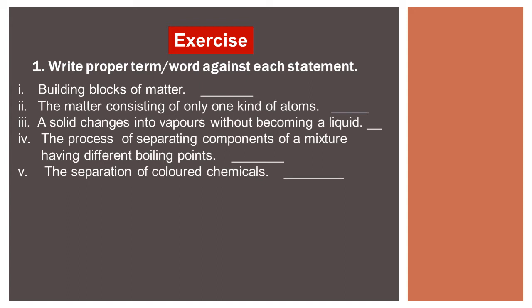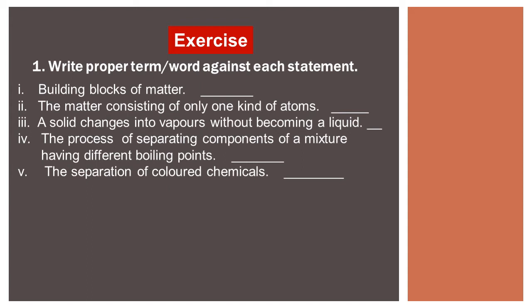In part number 1, building blocks of matter. When you talk about the building blocks of the matter, I think these are the tiny fundamental particles of the matter, and the correct answer must be atoms. Atoms must be the correct answer in part number 1. In part number 2, the matter consisting of only one kind of atoms. Such a sample of the matter is called an element. So the element is the correct answer in part number 2.